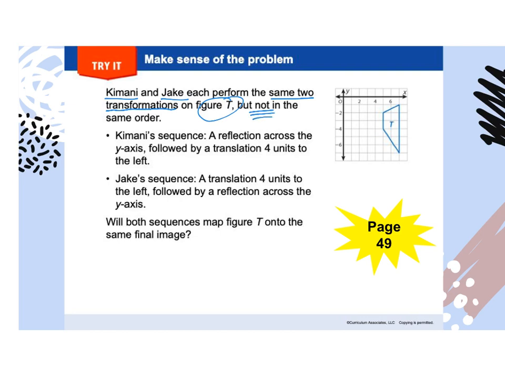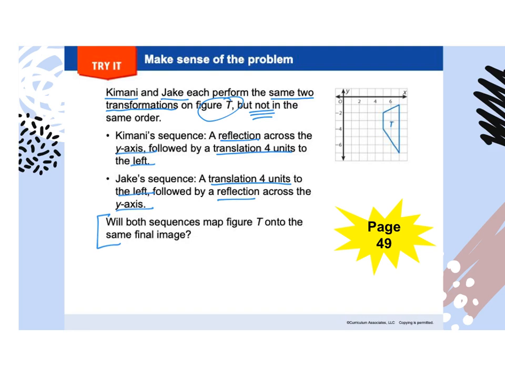So Kimani reflects across the y-axis first, then translates 4 units to the left. Jake does it in the opposite order. So Jake translates first, 4 units to the left, then reflects over the y-axis. Will both sequences map figure T onto the same final image?